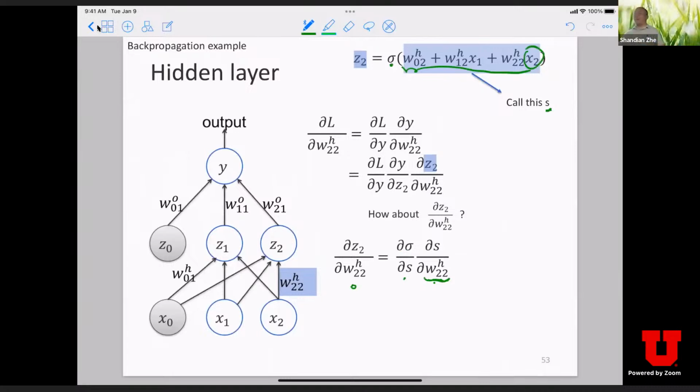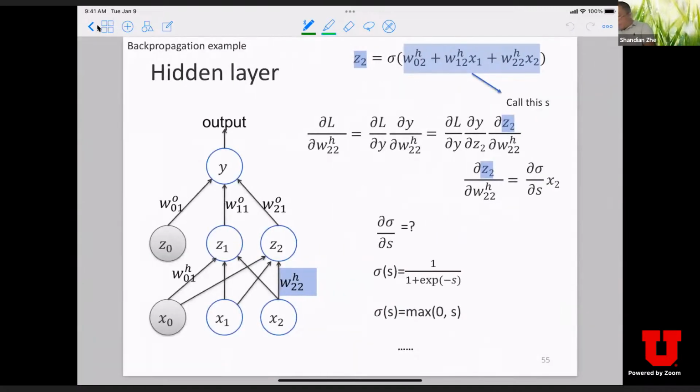X2, right? Because S is just a linear combination. It's just the expression inside the parentheses, right? So the only remaining step is to compute the partial derivative of the activation function with respect to its input. It really depends on how you choose the activation function. Different activation functions will give you different partial derivatives.